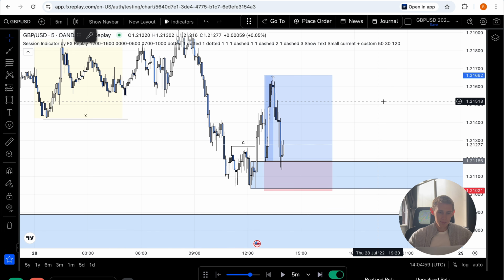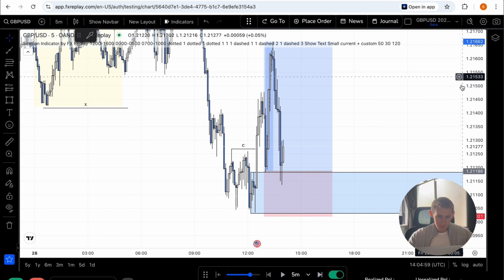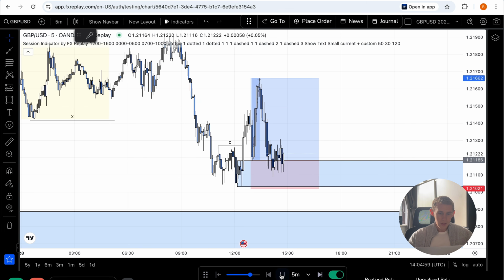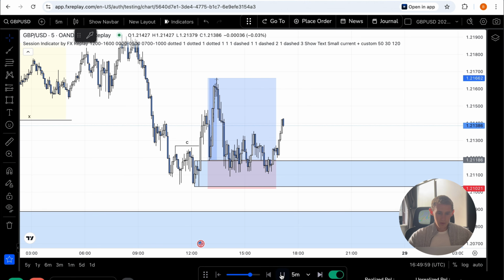Oh, there we go. Very nice. Perfect there. So price literally tapped us in by a pip. Hit take profit. And looks like it's reversed from there as well.